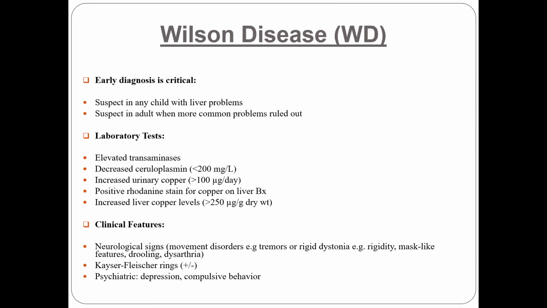All right, so what do you need for diagnosis? You have to suspect it in any child with liver problems, okay? And as it is a rare condition, after you rule out the most common conditions, you need to go ahead and work up an adult patient for Wilson's disease. You do the preliminary test, for example, the ceruloplasmin, which is a transporter protein for the copper, is going to be decreased. The amount of copper in the urine is going to be also increased.